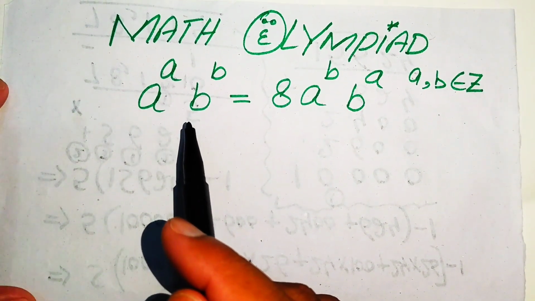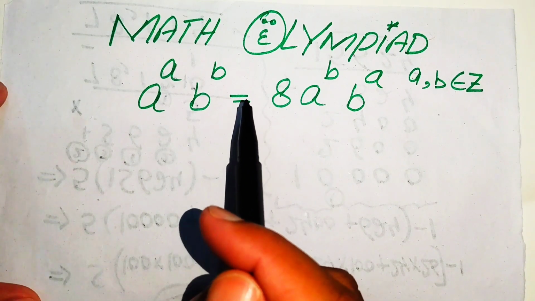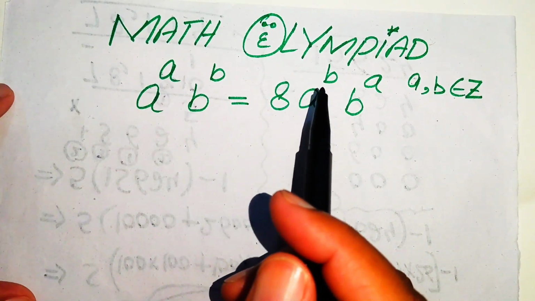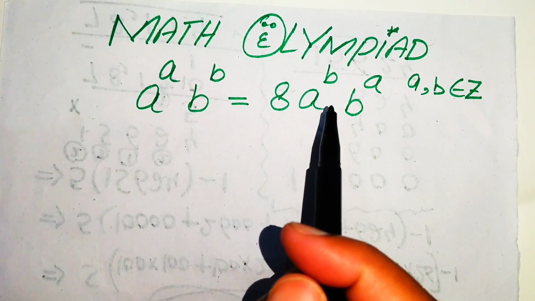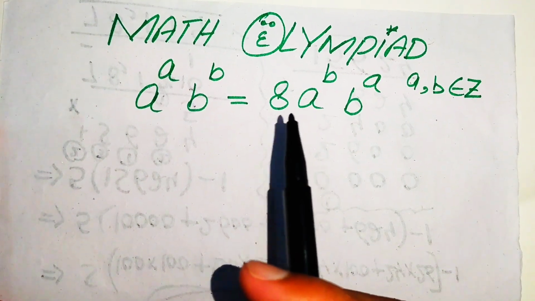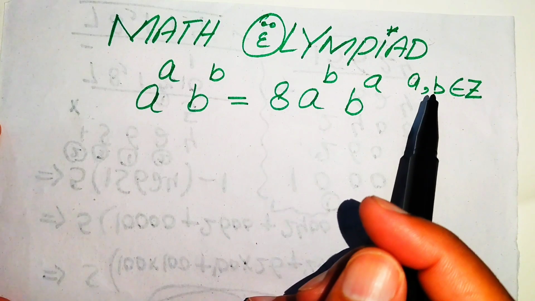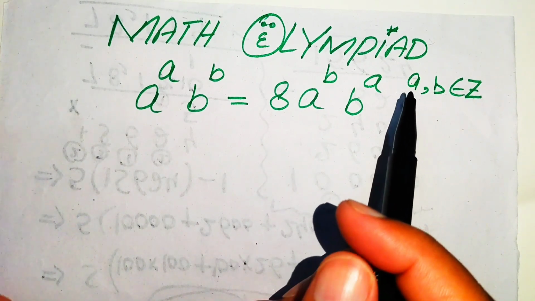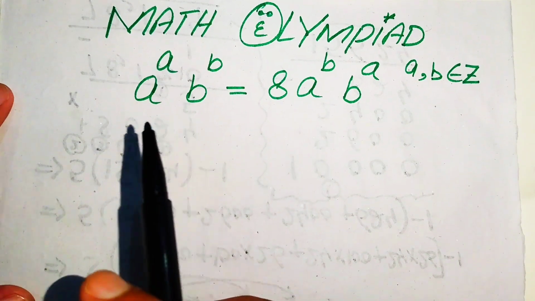Welcome to solve this math Olympiad algebra problem, and here we have a to the power of a into b to the power of b equals to 8 times of a to the power of b into b to the power of a. And now we solve this problem for the values of a and b, but a and b must belong to integers. So we solve this problem for the integer solutions.